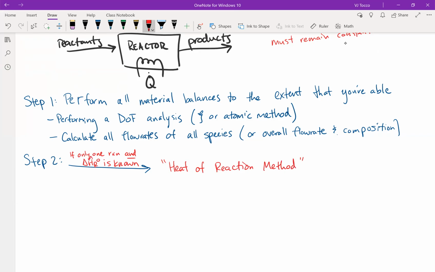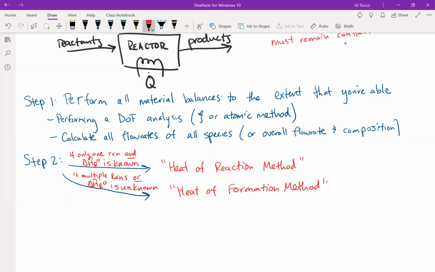If, on the other hand, you do not know what the heat of reaction is, or if there are multiple reactions, if multiple reactions, or heat of reaction is unknown, then you're going to want to do the heat of formation method. So kind of two alternate methods.